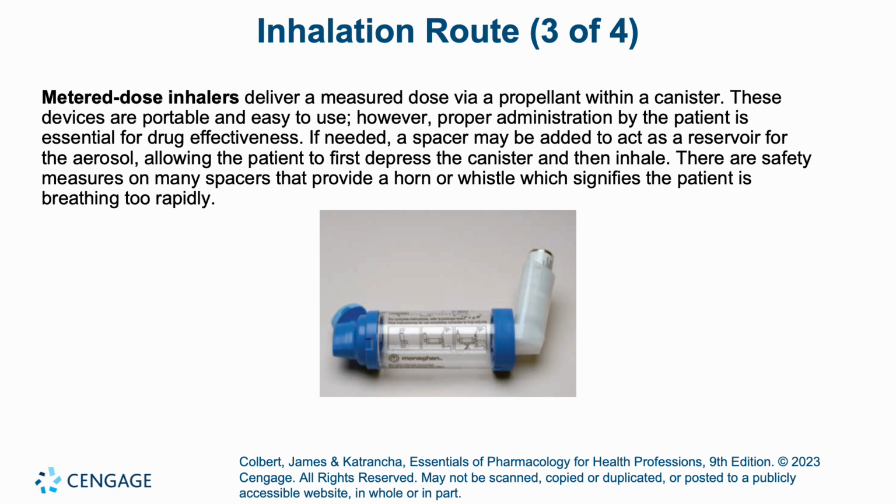There is a spacer pictured in the image below. On the right-hand side, you see the inhaler itself, and then it goes into this kind of chamber. On the other side is an opening for the patient to slowly inhale the medication. There are safety measures on many spacers that provide a horn or whistle, which signifies the patient is breathing too rapidly. And then that spacer holds the medication. So if they need to take a few more slow breaths versus getting the medication delivered in one pump, the spacer is really helpful. It's especially good for children.